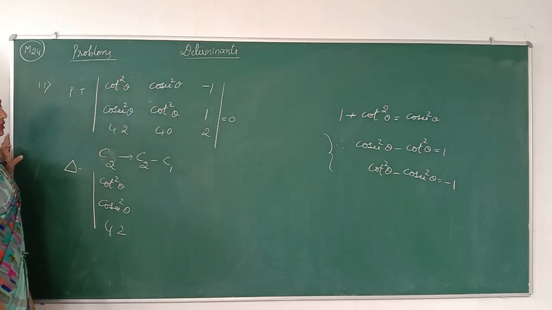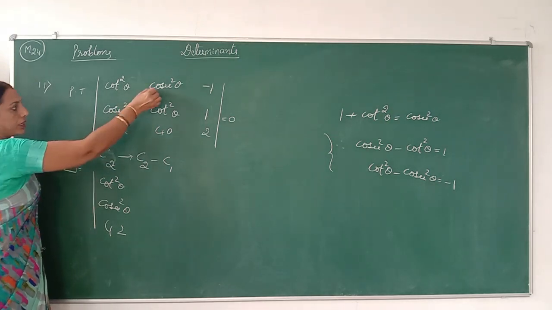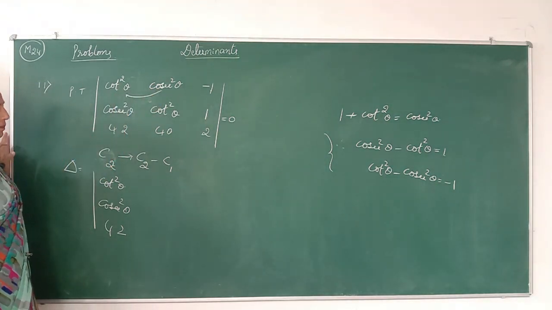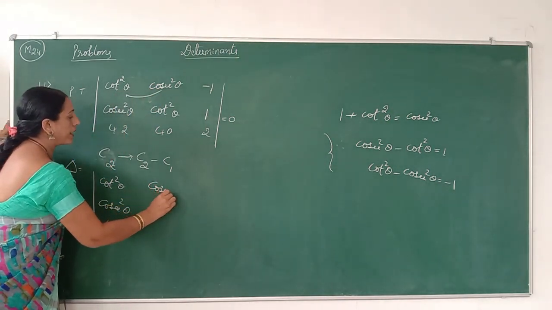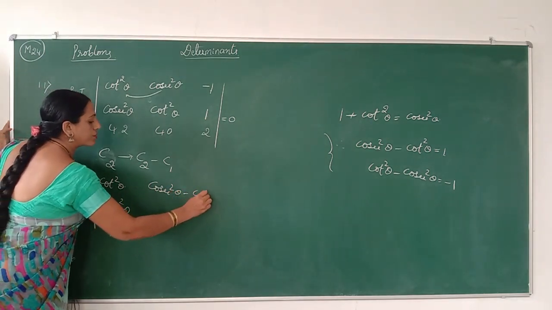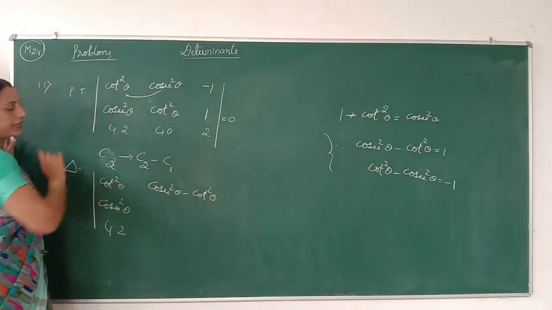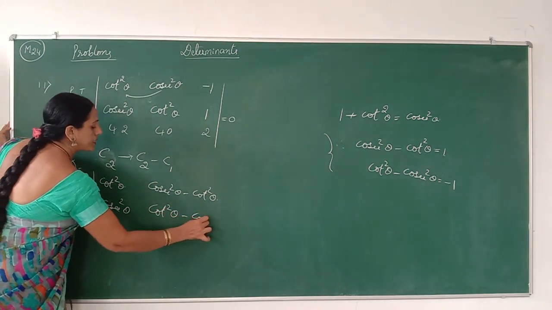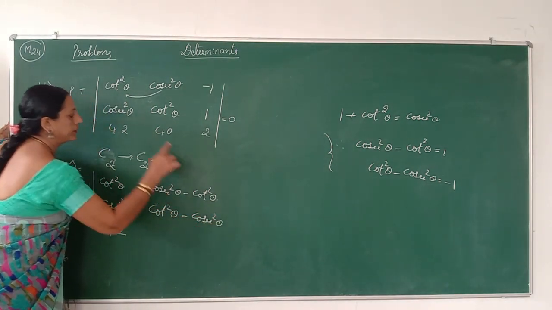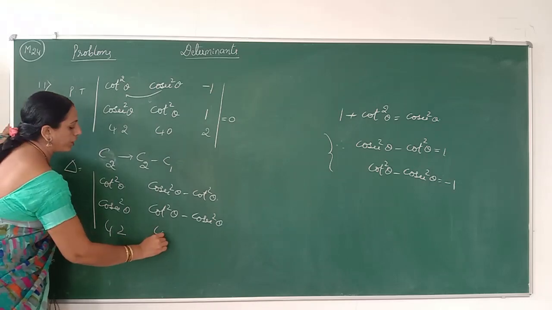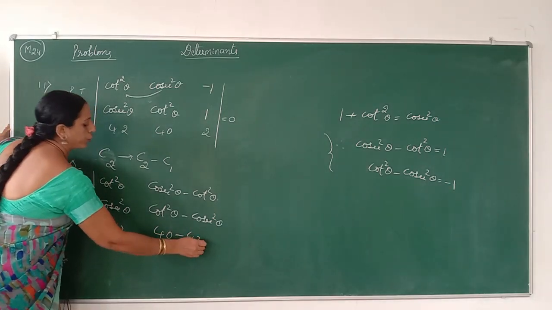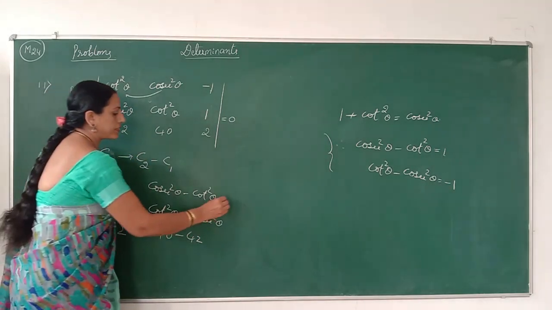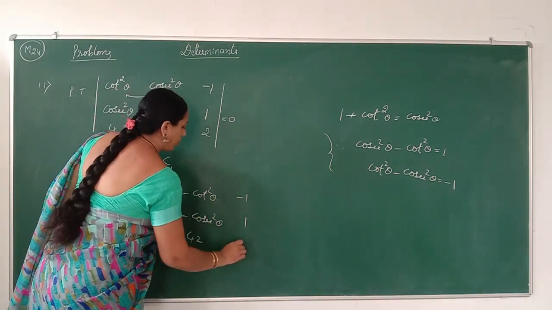Then for C2 minus C1, corresponding elements are subtracted. Cosecant square theta minus cot square theta. The second element is cot square theta minus cosecant square theta. The third one is 40 minus 42. And the elements of the third column are minus 1, 1, 2.